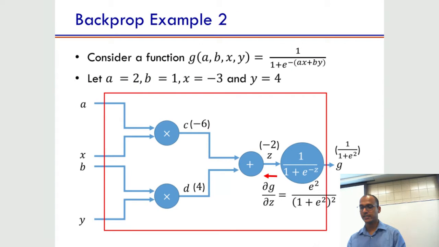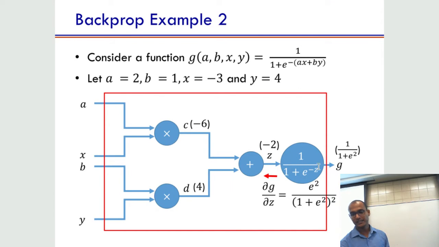But before that, let's do another, more involved example, which is this. Now g is a function of four inputs: a, b, x and y. The computation is a little bit messy: 1 by 1 plus e to the power minus (ax plus by). But you can still draw a computation graph. a is multiplied with x first, b is multiplied with y first, and then those two are added. So two multiplications and then an addition.